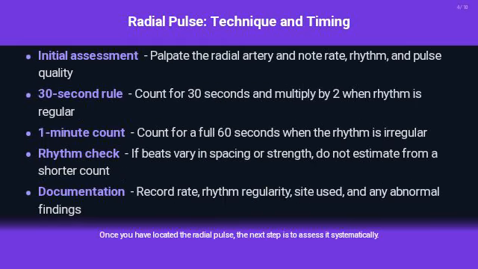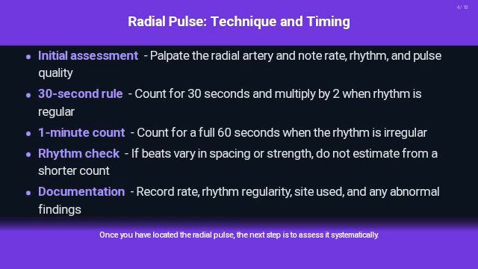Once you have located the radial pulse, the next step is to assess it systematically. Begin by noticing not only the rate, but also the rhythm and the general quality of the pulsation. If the rhythm is regular, you may use the 30-second rule. Count the beats for 30 seconds and multiply by 2. This is efficient for stable patients with an even rhythm. However, if the pulse is irregular, you must count for a full 60 seconds. An irregular rhythm means the beats are unevenly spaced or vary in strength, and a shorter count may underestimate or overestimate the true rate. This is a major safety point.